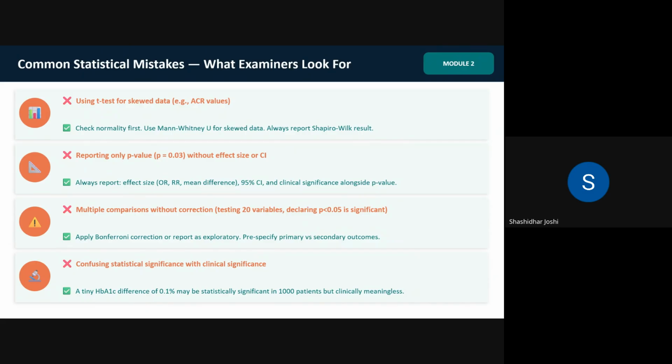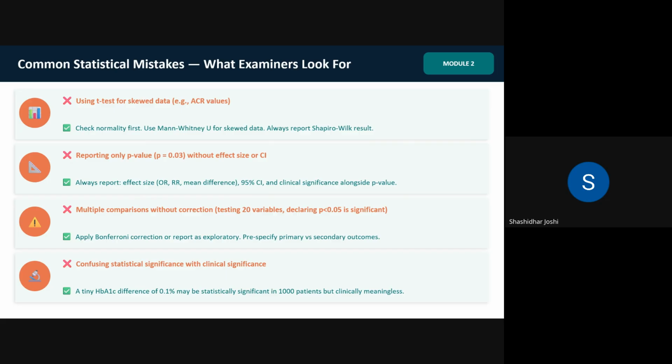So this is also common statistical mistakes, what examiners are looking for when you are talking to your guide. That's something you need to understand. For example, using t-test for skewed data is not recommended. You have to check normality first. If the data is skewed, then go for Mann-Whitney U-test. Reporting only p-value without effect sizes and confidence interval is a mistake. So always report measures like odds ratio, relative risk, or mean, along with the 95% confidence interval.